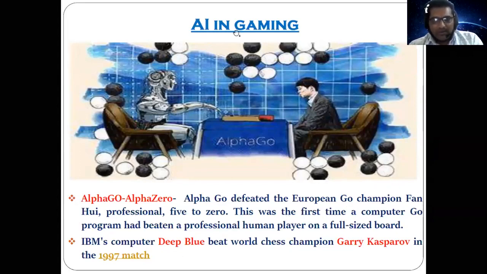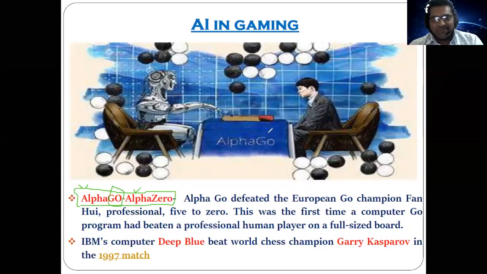Okay. And one of that is nothing but the name of the game or the name of the artificial intelligence player, or the AlphaGo player, or the AlphaZero player. Now here, Go is the name of the game. And from that, the artificial intelligence player being developed is called AlphaGo, and its next version is referred to as AlphaZero.